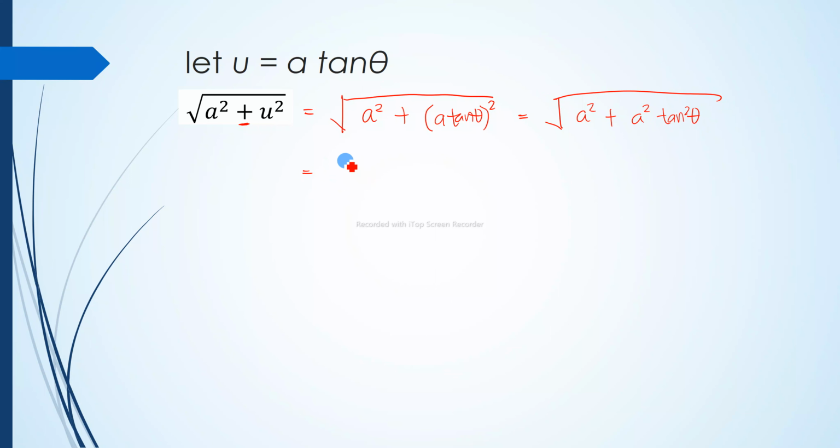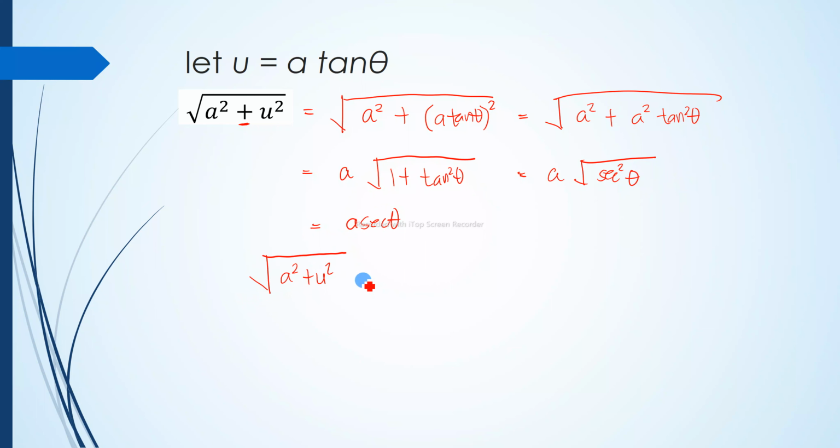The common term is a squared, and the square root of a squared is just a. Then we have 1 plus tangent squared theta inside the radical, which is equal to secant squared theta, or simply a secant theta. So if you see any radical in the form a squared plus u squared, again, this will only be applied if no basic integration rules can be used in solving the given differential equation. So automatically, that is just equal to a secant theta.